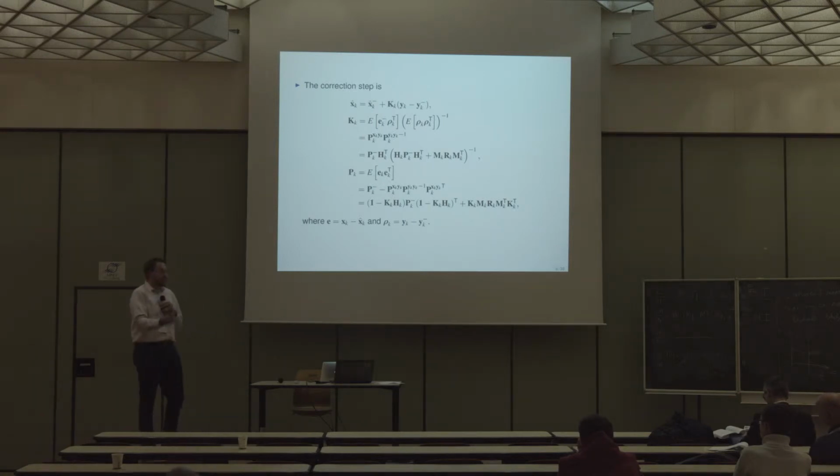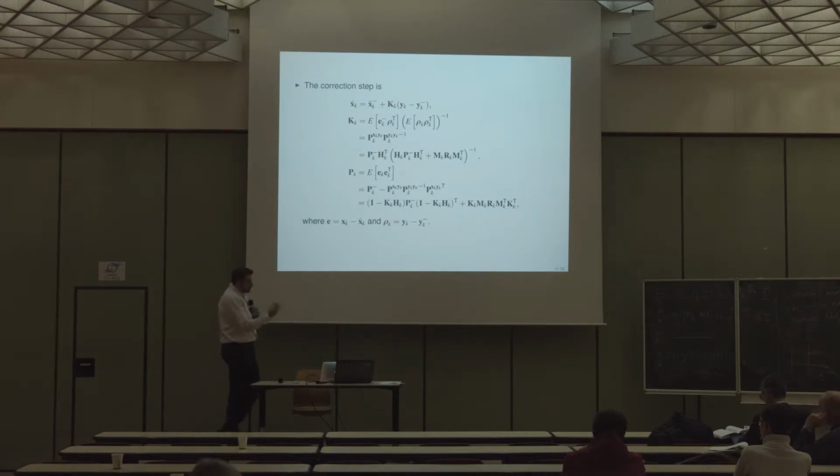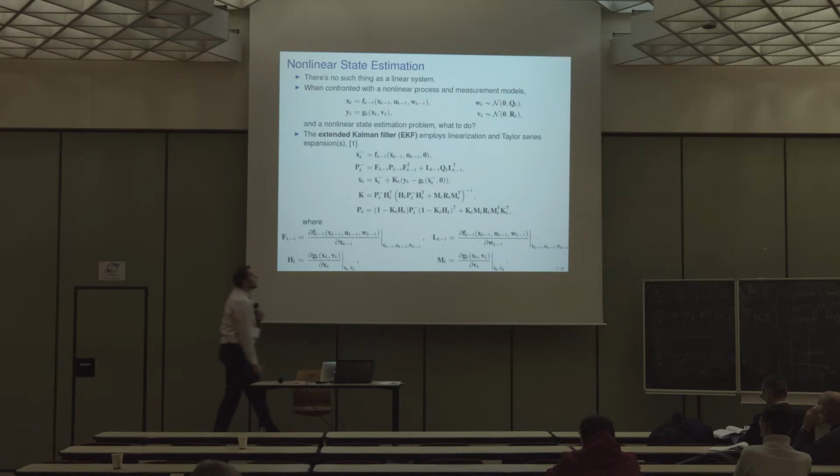Like if you pick up this book by Jazwinski, Jazwinski derives the Kalman filter 5 different ways. Often the Kalman filter is referred to as BLUE, the best linear unbiased estimator, and it's best in the sense that it minimizes the trace or the Frobenius norm of the covariance, and it's a linear unbiased estimator. Okay, great. The truth of the matter is there's no such thing as a linear system.